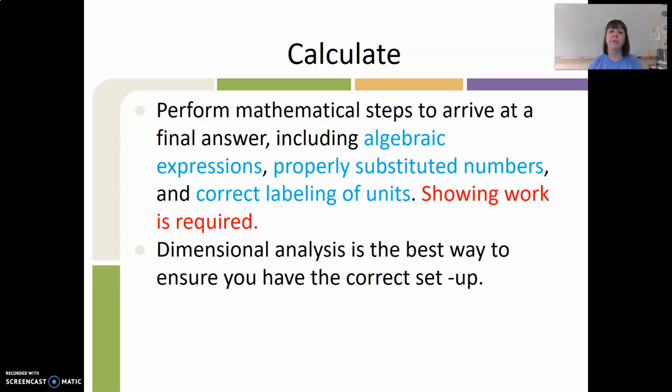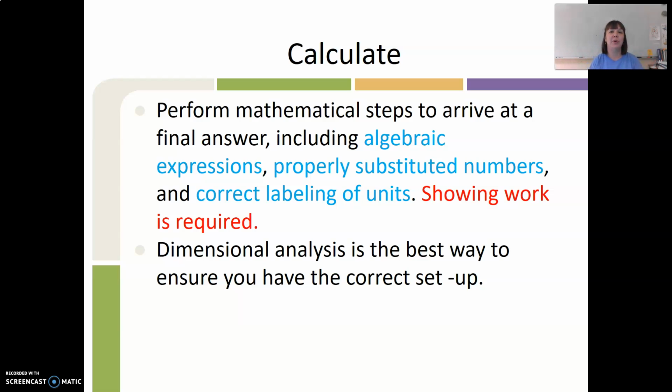To calculate, you'll be doing possibly some algebraic expressions or rearranging a formula. You might have to substitute in numbers or convert units. Make sure you show your work. Even though you are allowed to use a calculator, and I know that you put numbers in and the numbers pop out, you need to show the process by which you put those numbers in and by which numbers popped out.